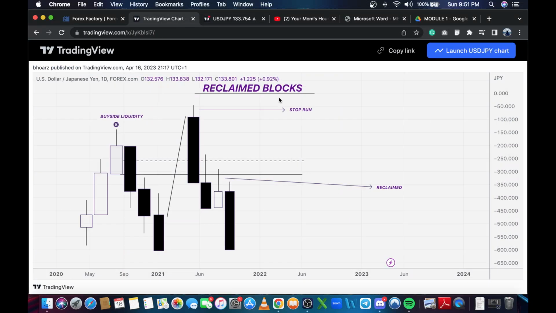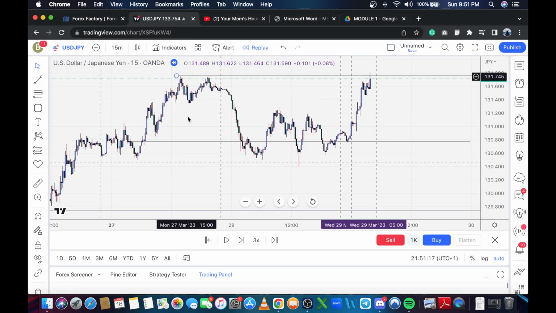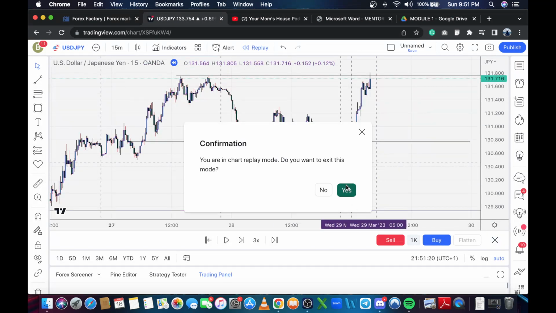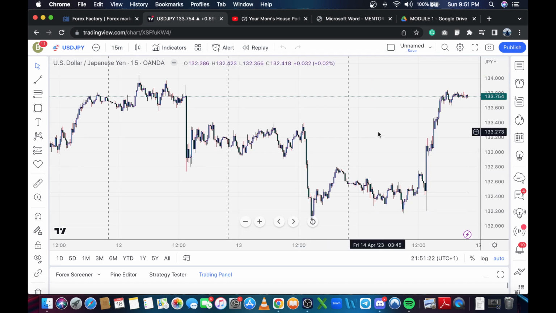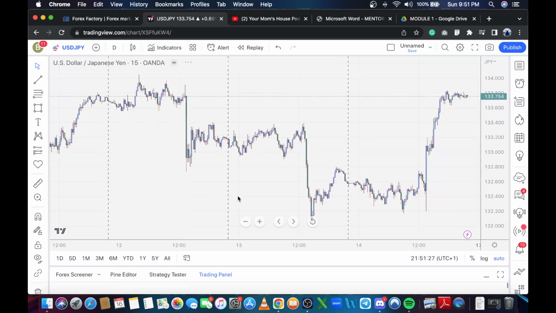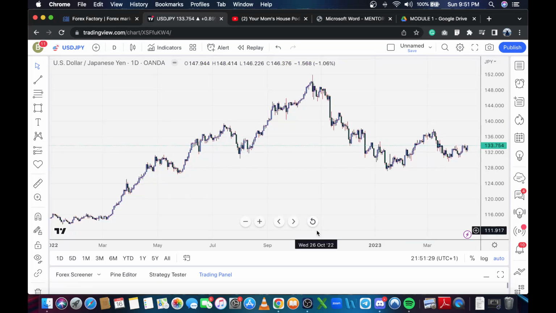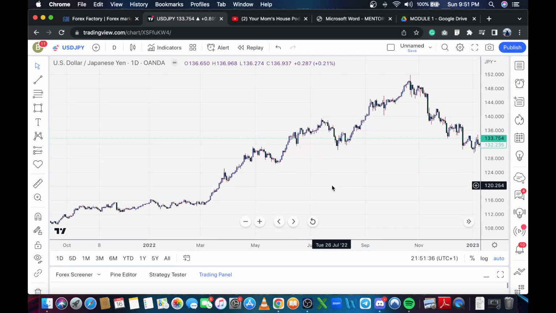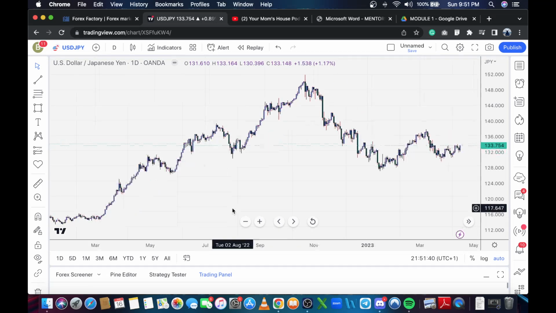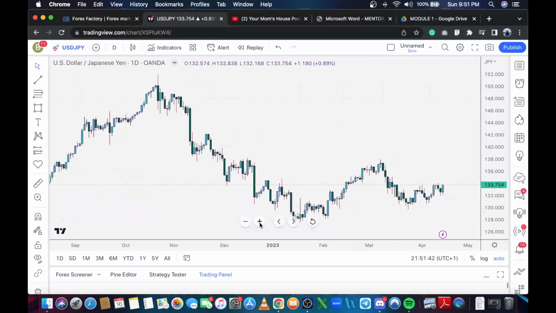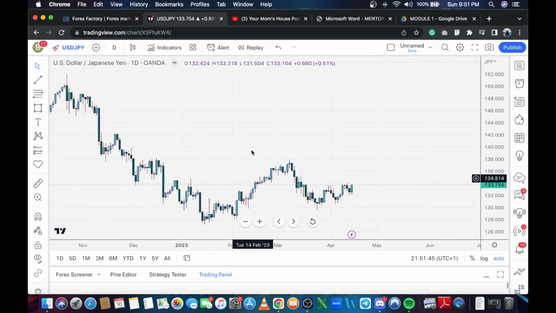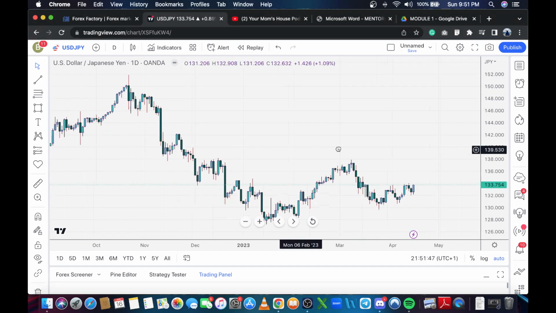And then finally, we're going to cover propulsion blocks. I think I've talked about propulsion blocks a lot. I do talk about propulsion blocks a lot, but we're going to cover this officially in the course. So let's define what a propulsion block is. I'd like to use an actual example in price. So let's see if we can find one on the daily time frame, because I don't want to have to go and start drawing stuff.